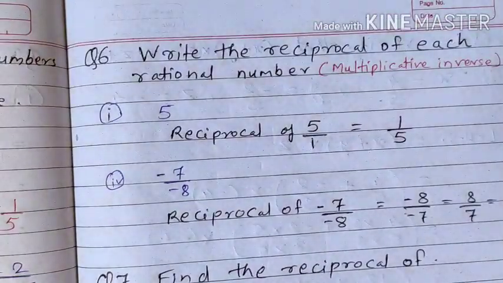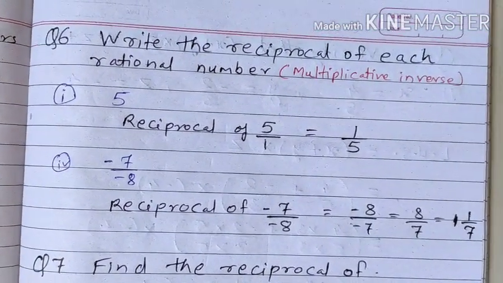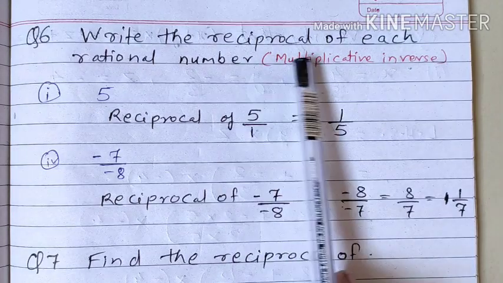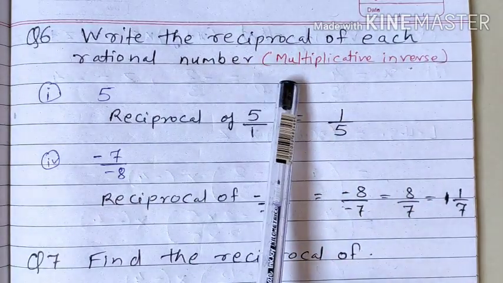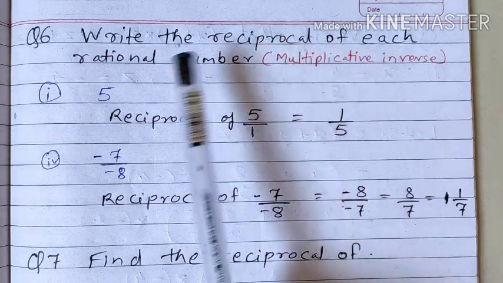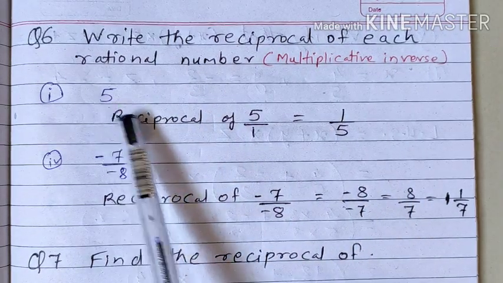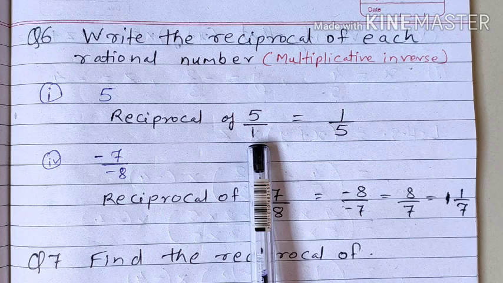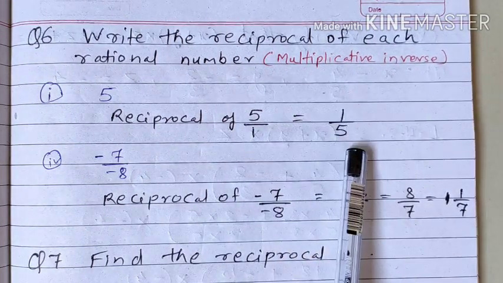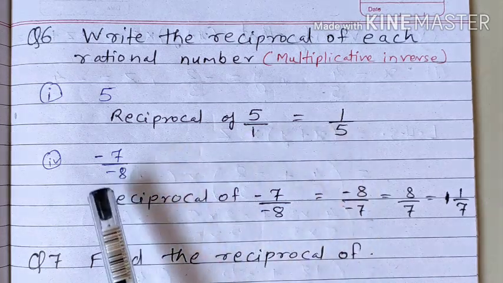Next is question number 6. In this question, write the reciprocal of each rational number, or we can say multiplicative inverse. Okay. So for 5, nothing is there as a denominator, that means 1 is there as a denominator. So the reciprocal of 5 upon 1 is what? 1 upon 5. Got it?